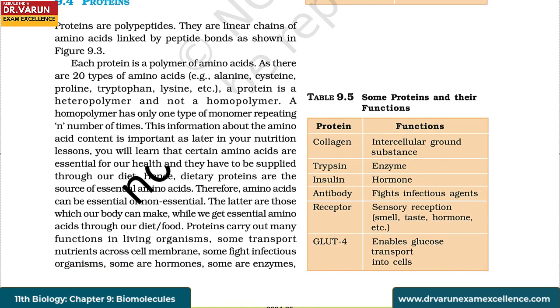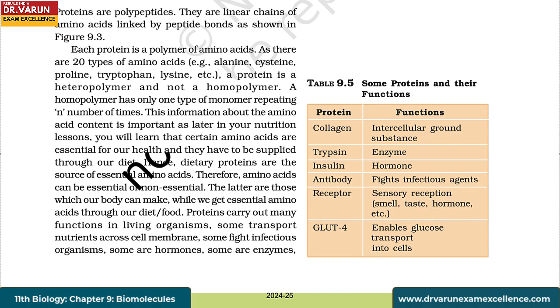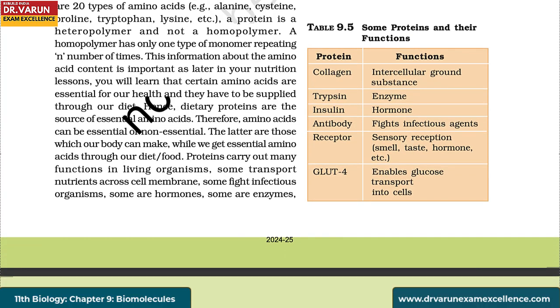A homopolymer has only one type of monomer repeating n number of times. This information about the amino acid content is important, as later in your nutrition lessons you will learn that certain amino acids are essential for our health and they have to be supplied through our diet. Hence, dietary proteins are the source of essential amino acids. Therefore, amino acids can be essential or non-essential. The latter are those which our body can make, while we get essential amino acids through our diet or food.